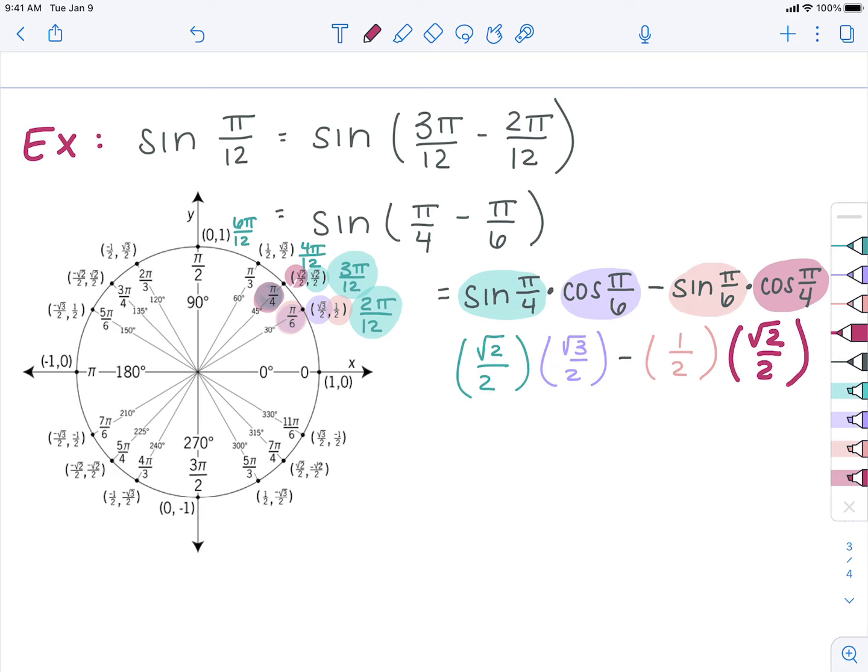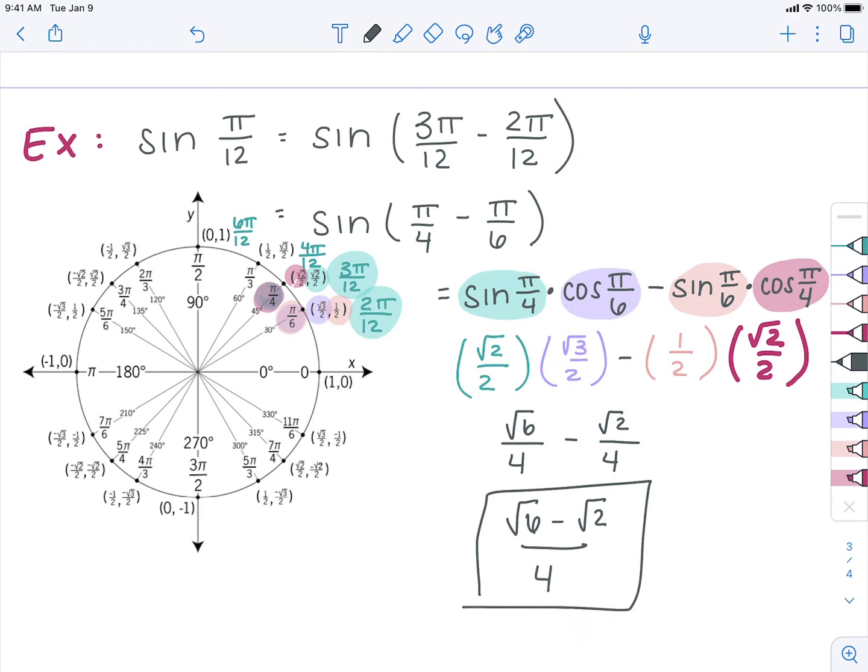And then I just go through and I simplify. When I simplify, I get root 6 over 4, because remember, when you're multiplying fractions, you just multiply straight across. 1 times root 2 is root 2. 2 times 2 is 4. And again, I get root 6 minus root 2 all over 4, which I cannot simplify. That's not always going to be my answer, but like we've seen with the unit circle, a lot of times we get repeating numbers and repeating answers.